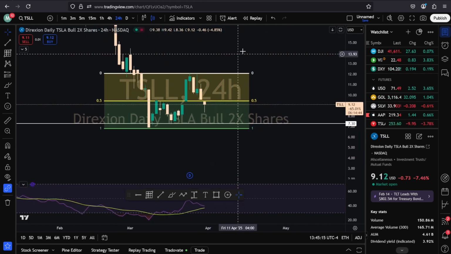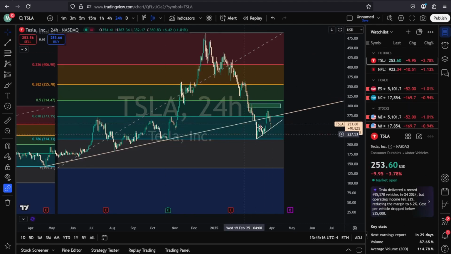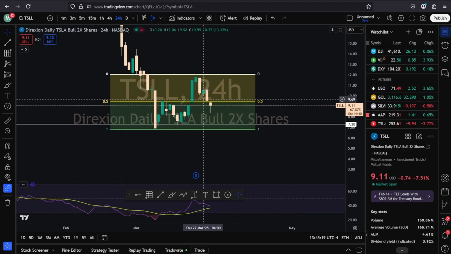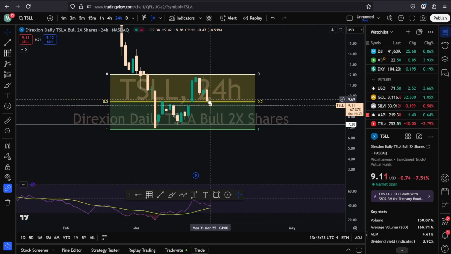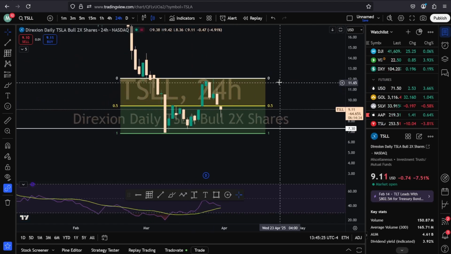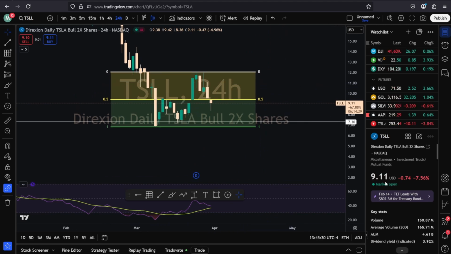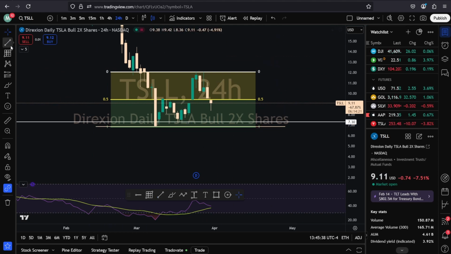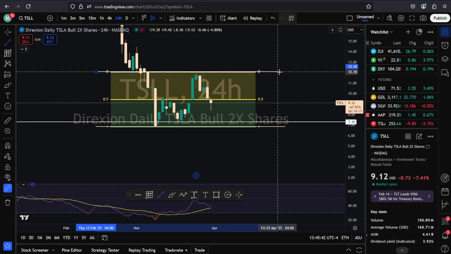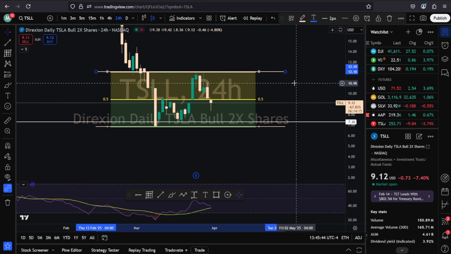Right now, what we are looking at on TSLL, based on Tesla, is an upside bias, right? If I'm long on Tesla, I am therefore long on TSLL. What you're going to do with this strategy is look at TSLL and say, okay, it's trading at 9.11 right now. So I'm going to mark the low of this candle, 6.85, and I'm going to mark the high up here. This doesn't matter all that much, but this is part of the way that I use the strategy.